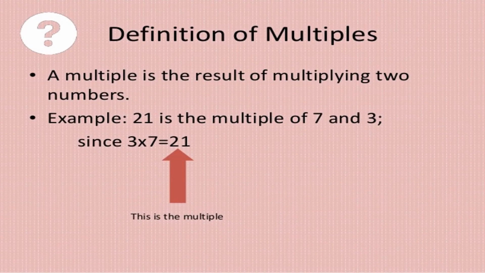So now we are going to start the definition of a multiple. A multiple is the result of multiplying two numbers. Here is an example: 21 is a multiple of 7 and 3. So a multiple means the result of multiplying two numbers. So 21 is a multiple of 3 and 21 is a multiple of 7 as well.